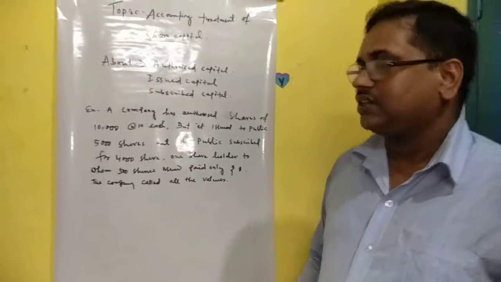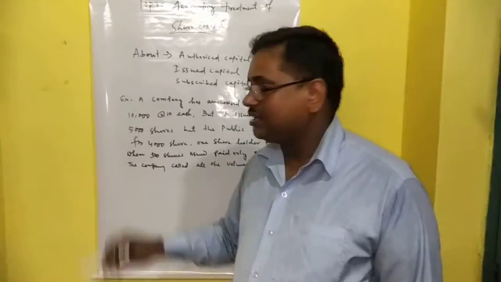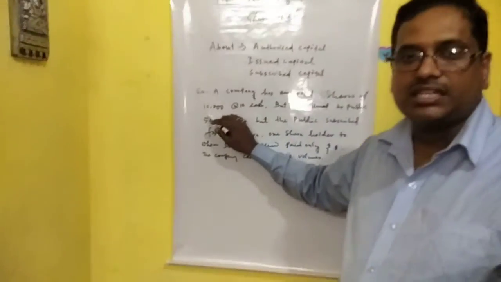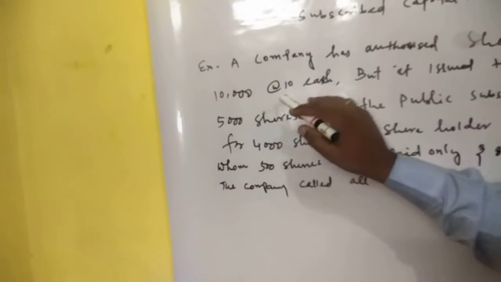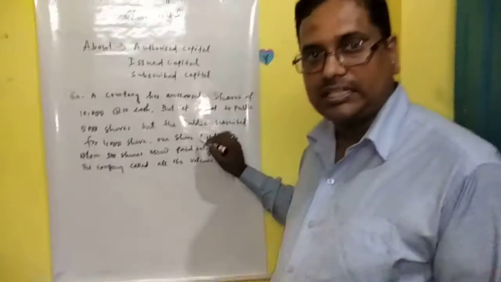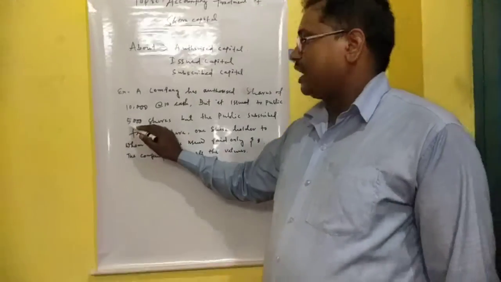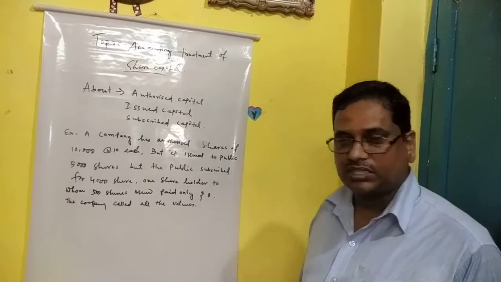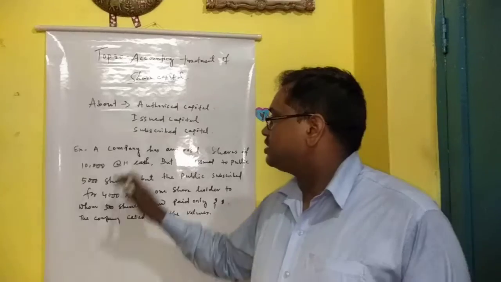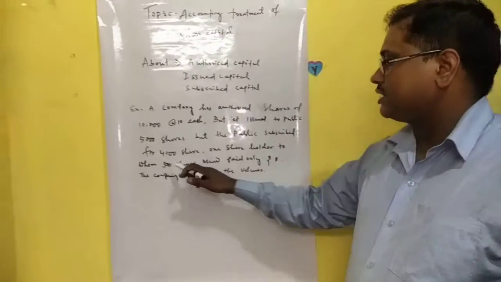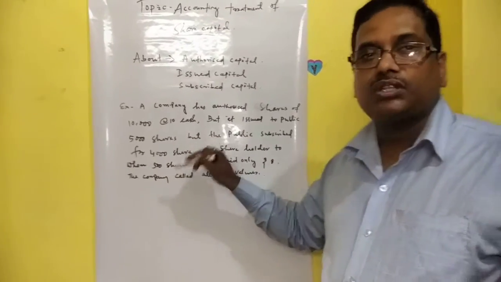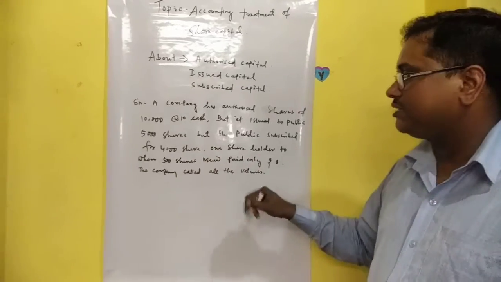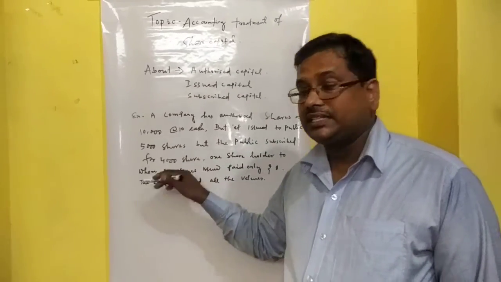So how will you identify what is authorized capital? Here authorized capital is 10,000 shares at the rate of 10, that is 1 lakh of authorized share capital. Issued is 5,000 shares issued to the public, 5,000 into 10, that is 50,000. And here is subscribed capital. Subscribed capital is for 4,000 shares, because the public applied for 4,000 shares.